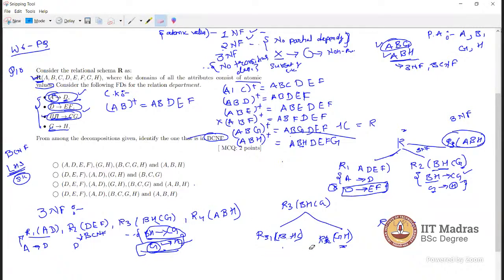Okay, so you take BCH, right? Now, what is the common attribute between R31 and R32? H. From H, are we getting R31 or R32? No, sir. It is lossy decomposition, right? Yes, sir. So can we take this BCH? No. Now let us take BCG.